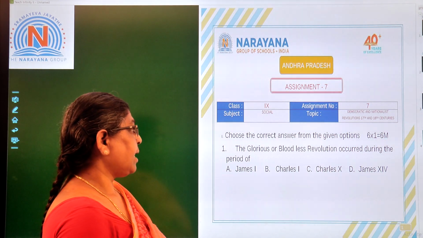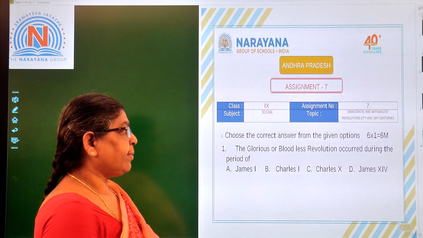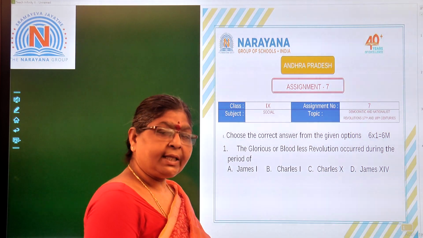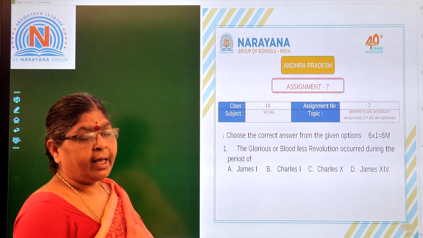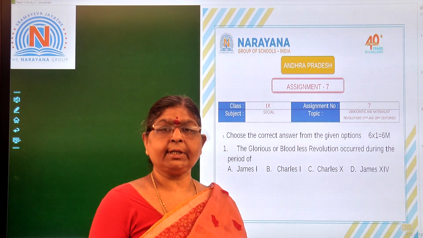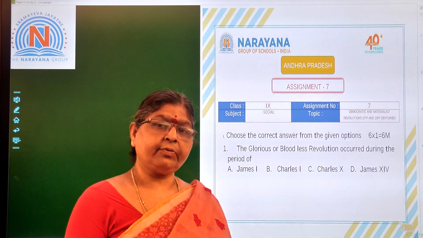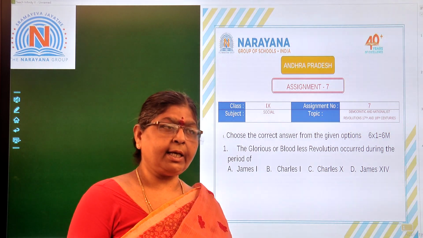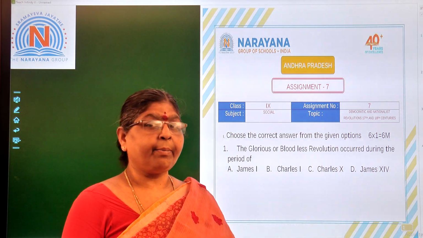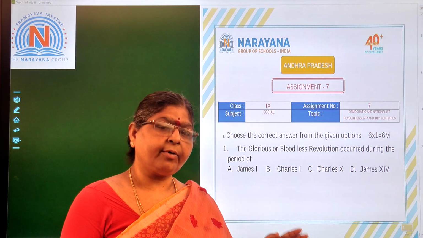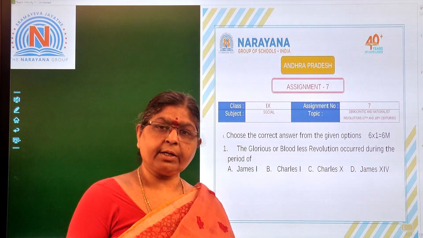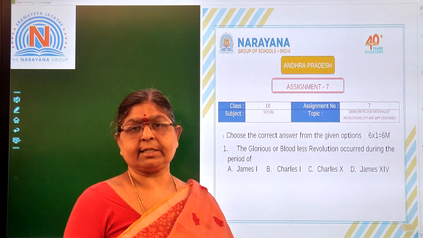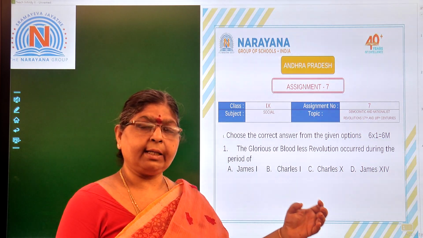See, today's topic, class 9th, assignment number 7. What is the topic, children? That is democratic and nationalist revolutions of 17th and 18th centuries. What are the topics that we have learned as a part of this lesson today? That is French Revolution, American Revolution and the Glorious Revolution. 3 revolutions are there in this lesson. Democratic and nationalist, the revolutions that took place in the world against the monarchical system or the dictatorship and established a democratic system and nations having their own rights. These topics are there in this particular lesson.